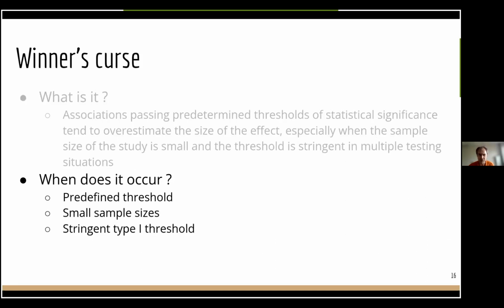So when does it occur? When there is a predefined threshold, so p 0.05 classically, alpha equal 0.05 classically, a small sample size, and a stringent type 1 error, for instance, when you do multiple comparisons and you have to set the threshold very high to correct for those. Those aspects will inflate the effect size that you report.